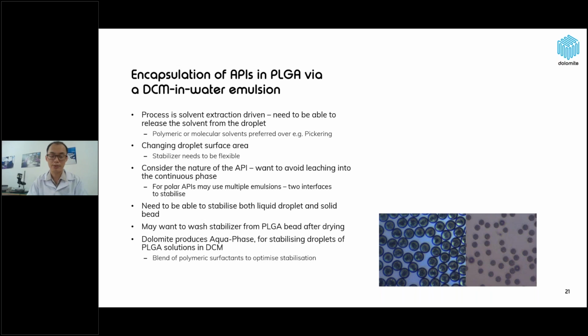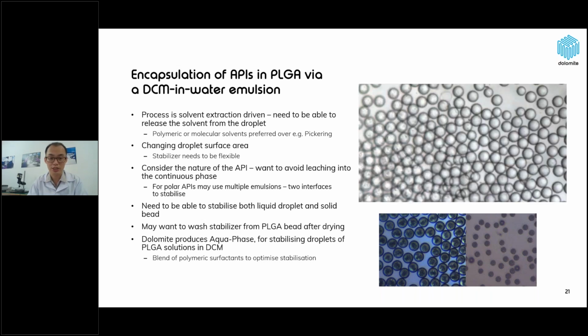It means we have to stabilize the two interfaces, and it also needs to be able to stabilize both liquid droplets and solid beads, because at first the droplets are liquid, and after solvent extraction they should be solid particles. We may also want to wash the stabilizer from the PLGA beads after drying. So Dolomite produces an aqueous phase for stabilizing the droplets of PLGA solution in DCM. It has a blend of polymer surfactants to optimize the stabilization. Or we could use another polymer surfactant like PVA in this process.